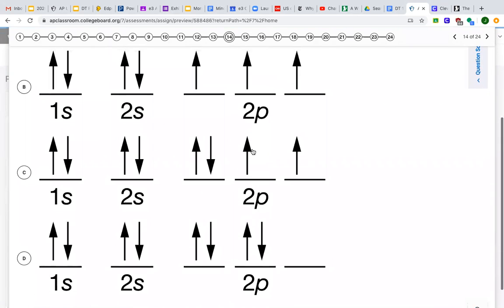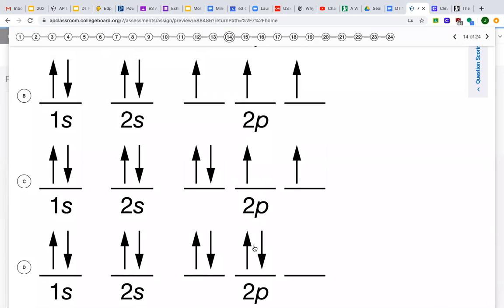And then the oxygen atom in the ground state. What do we think? C. C, yeah, it's C, and it's not D, right? And that's the important distinction to make. Electrons would rather be separated like this. They'd rather occupy their own orbitals, if at all possible, than be paired. So this is a higher energy configuration. This is an excited configuration, whereas this is a ground state configuration here. Okay? All right.